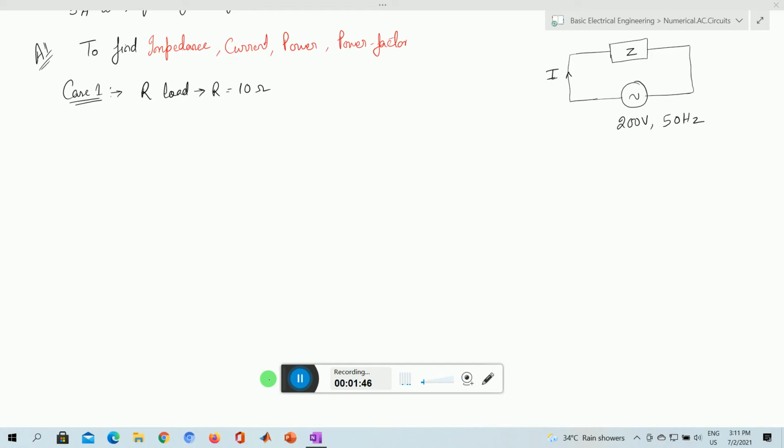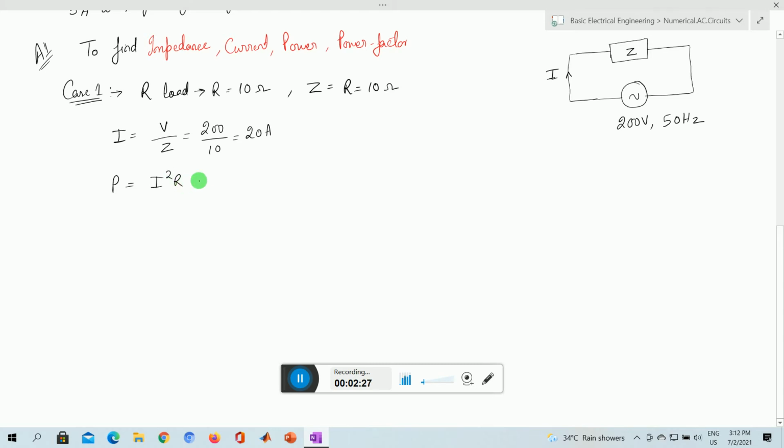Now we have mentioned the value R is equal to 10 ohm and this is the circuit over here. So first is the impedance. Obviously the value of impedance Z is only R, so it is 10. Then the current will be equal to V by Z. Here 200 is the RMS voltage and Z is R, that is 10, so it is 20 ampere. Now power P we can write as V into I, or the power across the load will be I square R.